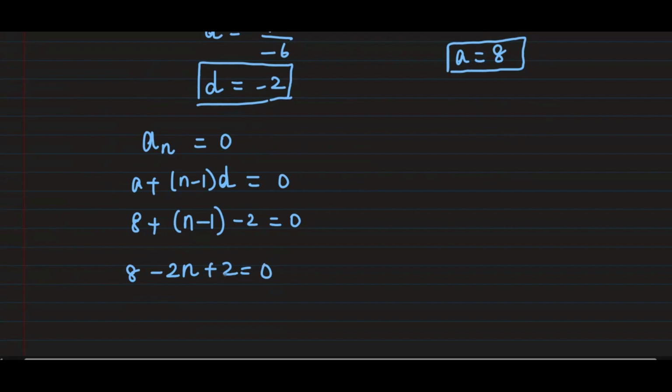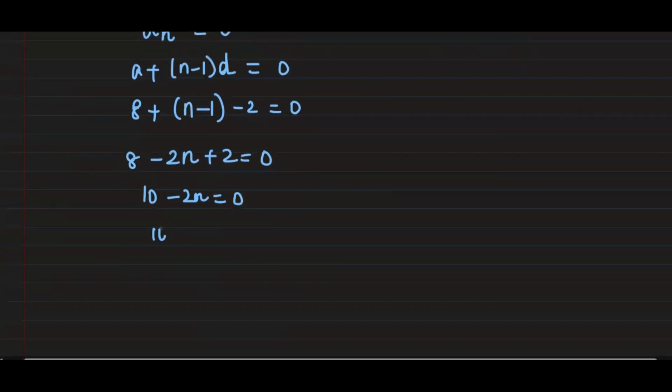So 8 plus 2 will become 10. 10 minus 2N is equal to 0. Taking -2N to the other side, that will become 10 is equal to 2N. So N value is equal to 10 divided by 2, which is equal to 5. So the fifth term of the series is actually equal to 0. So we will say A5 is equal to 0. The question is, which term of this AP is 0? So here the answer will be the fifth term of the AP, A5 is equal to 0.